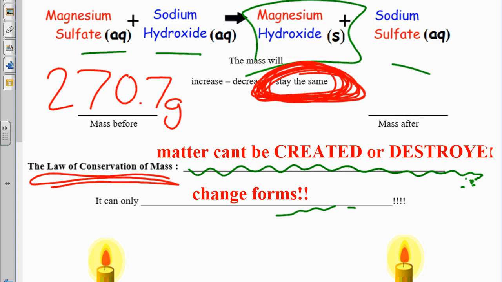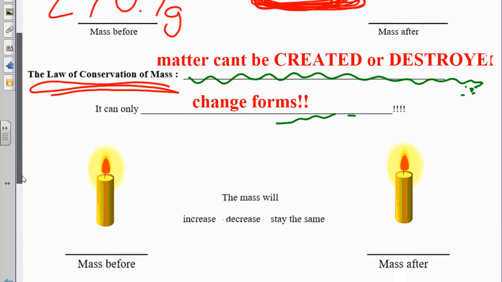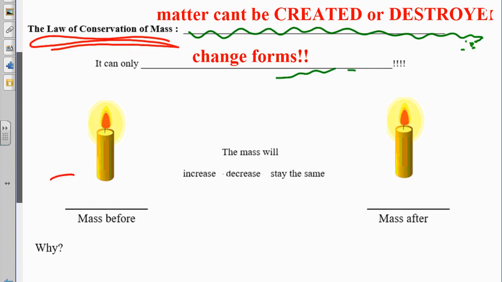Now, does anyone want to change their answer on their candle? Are you feeling extra confident on the candle? Matter cannot be created or destroyed. What was the number on the front of your paper? 78.32? 78.32. That's already the one you have there.